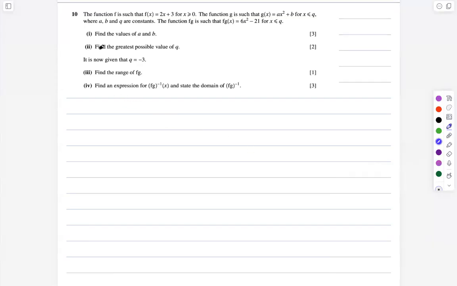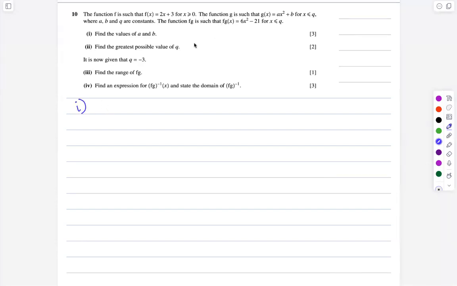In question 10, the function f is such that f of x is equal to 2x plus 3 for x greater than or equal to 0. The function g is ax squared plus b, where a, b, and q are constants. The function fg is 6x squared minus 21 for x less than or equal to q. In part 1, we have to find the values of a and b.